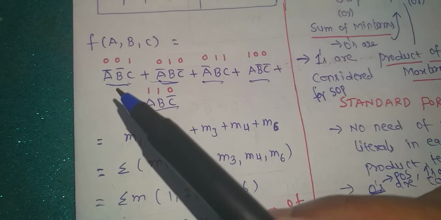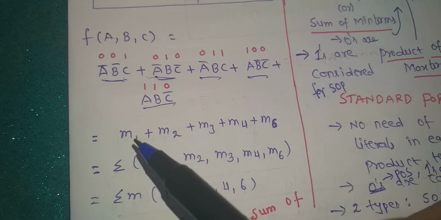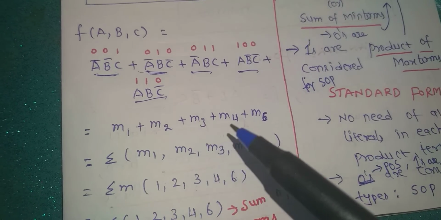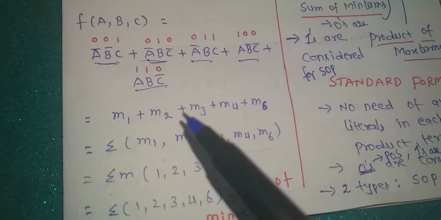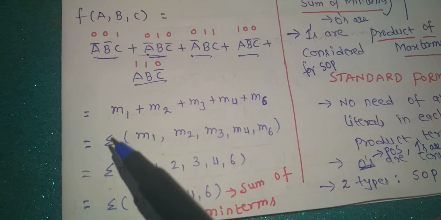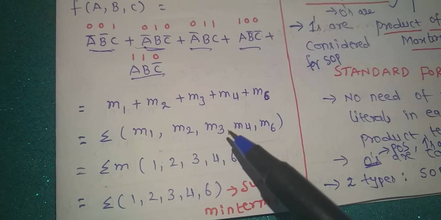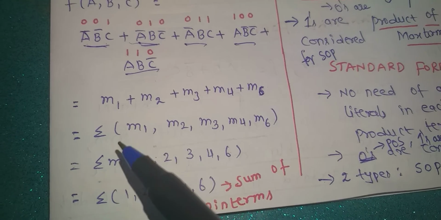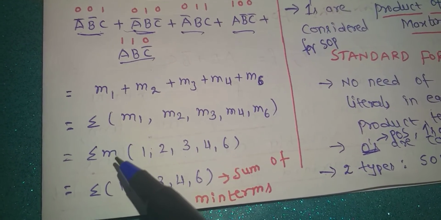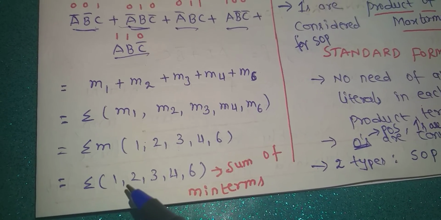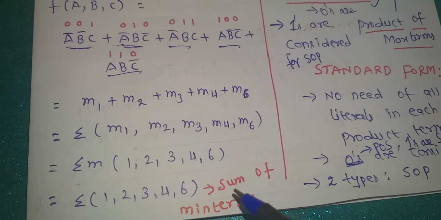Now you write it in the form of small letter m1 plus m2 plus m3 plus m4 plus m6. Since this is a sum, I have used summation of m1, m2, m3, m4, m6. If you want, you can take m as common and write 1, 2, 3, 4, 6, or eliminate the m and simply write 1, 2, 3, 4, 6. This is sum of min terms.